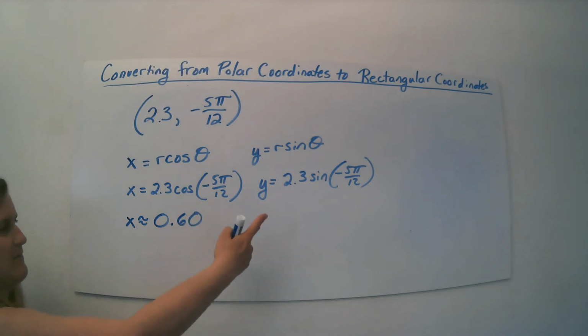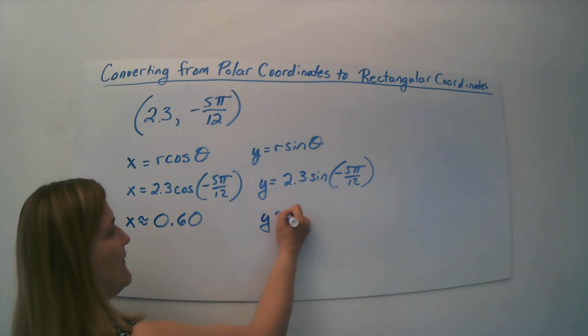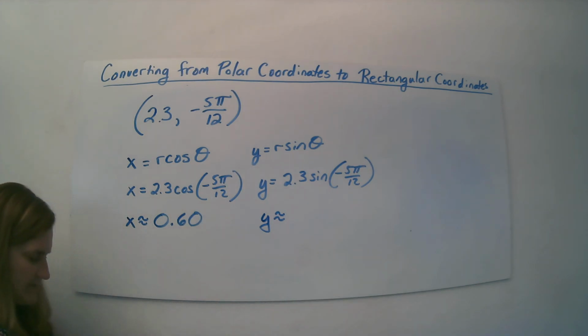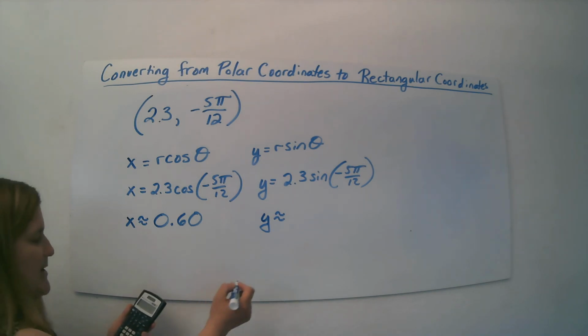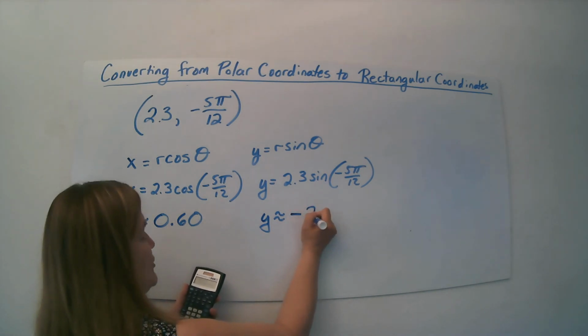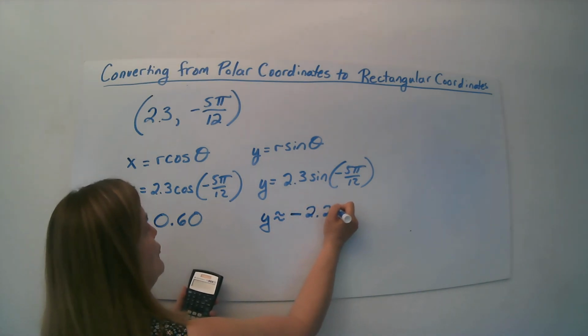Now let's do the same thing here. We're going to find that value. So I'm taking the sine of negative 5 times pi divided by 12, and I'm going to multiply that result by 2.3. And I get about negative 2.22.